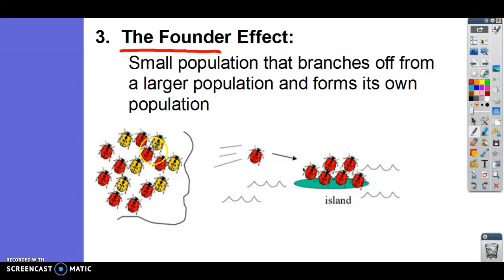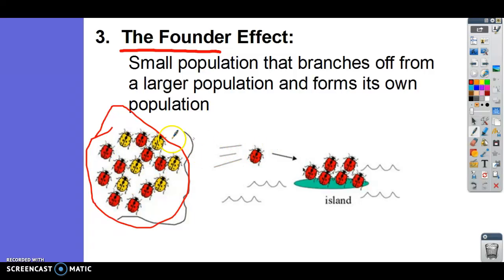So in this case, we have an island over here with beetles, red beetles, yellow beetles, okay? Now, one of the beetles, we probably need two, but one or two of the beetles flies away from this mainland and heads to an island. Now, there aren't any beetles on this island, okay? So these beetles decide to stay on the island, and over time they reproduce and make a big population. Well, this influences the phenotype and allele frequencies.